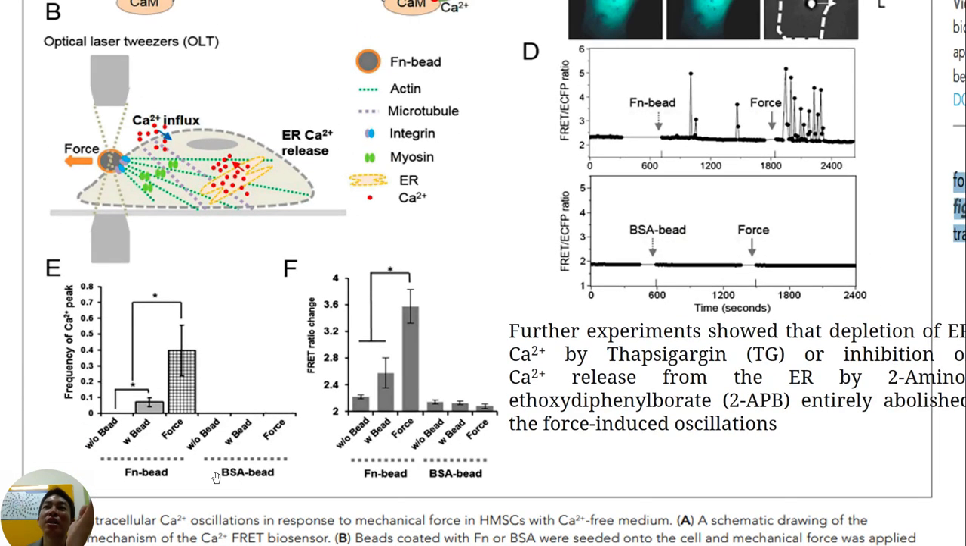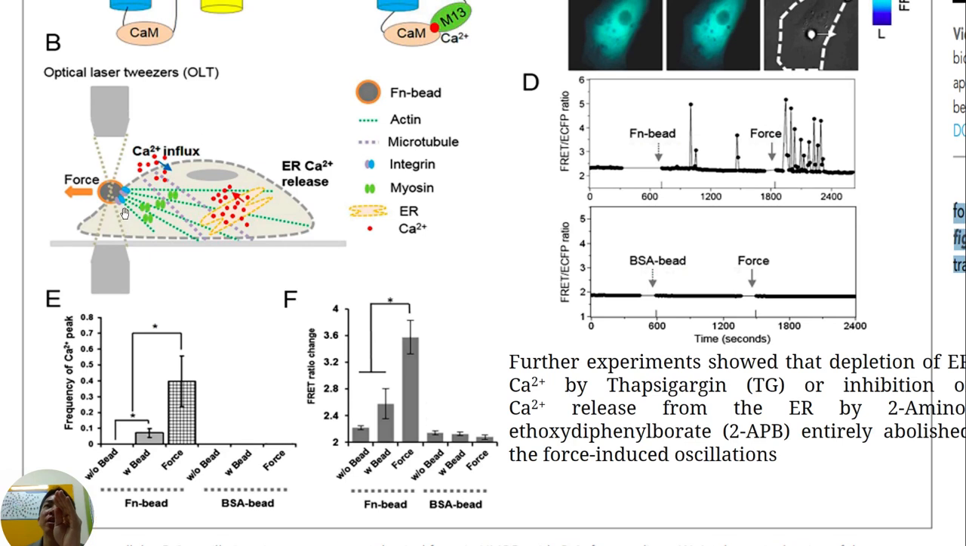BSA is just protein, which doesn't have any, or almost nothing, adhesion protein. But fibronectin, we already know that they have the RGD peptide sequence. So when you cover the bead with fibronectin, they can easily bind to the cell membrane. After putting this bead on the cell membrane, when they turn on the optical tweezer and focus on it, the bead can be moved.